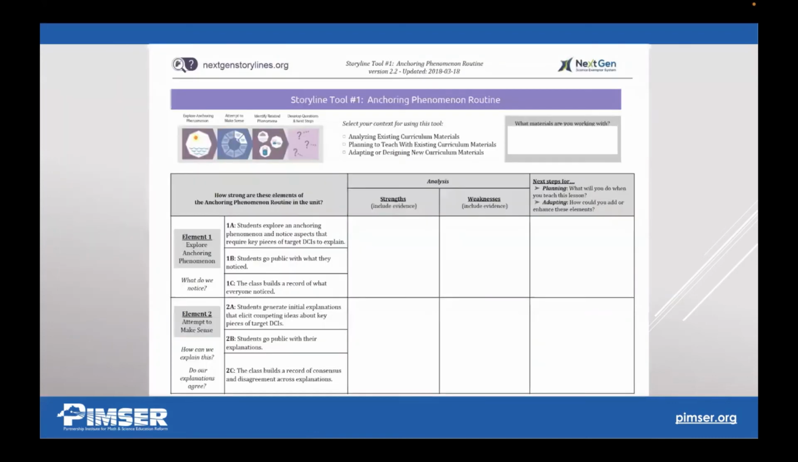You'll also note in your folder that there's another resource from the Next Gen Storyline folks that supports the effective use of anchoring phenomena. How do we really get the most out of that phenomenon that we've selected? What student questions, initial explanatory models might they develop? Where do we want them to go with this? It's going to be those stepping stones or breadcrumbs to understanding that phenomenon. And what might be some ways we could use those as formative assessment tools to help us know where kids are, where we might need to go next, and where they are in their understanding of that.